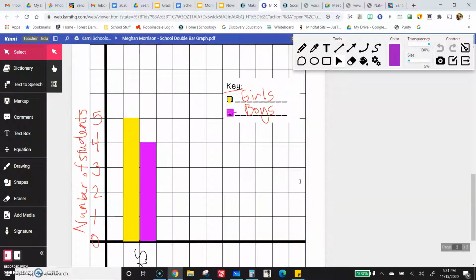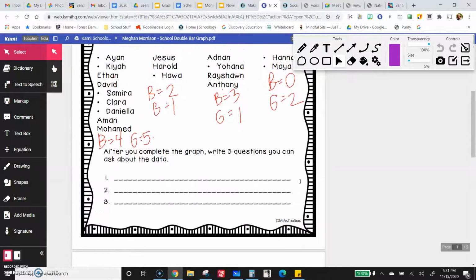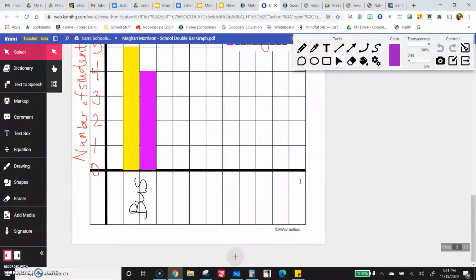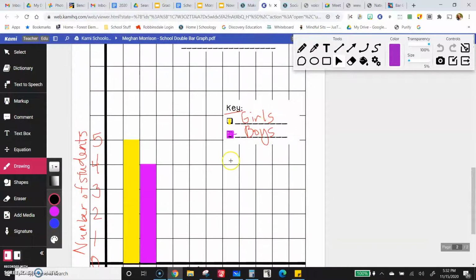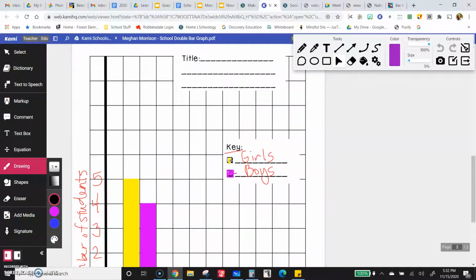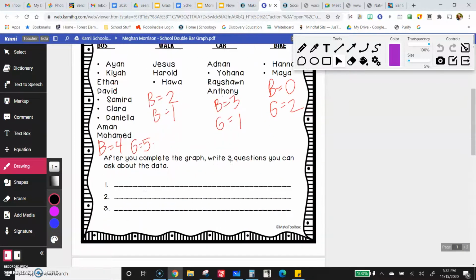Okay, so now I have bus, boys, and girls. Girls and boys. The next one's going to be walking. So notice how I put those 2 bars right next to each other, but then I am going to leave a space. So this one's going to be empty, and then I will do walking. Okay, so then I'll have a girls and a boys. I'll leave a space, and then I can do car has 2, and then a space, and then this last one for the bike has 2. And again, I'm going to fill in those bars for the girls and the boys. Let me know if you need more suggestions.